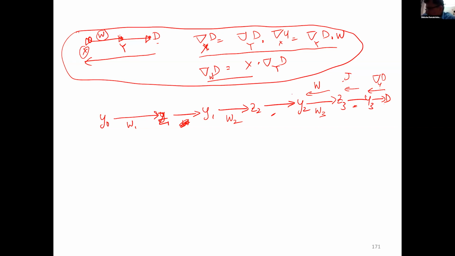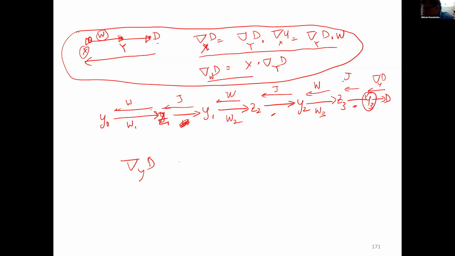Correct? And then when I go here, this derivative is going to be the Jacobian. Then when I go here, this derivative is going to be W. Then this derivative is going to be the Jacobian. This derivative is going to be W. So as I move back, I start off with the derivative of the divergence with respect to y.